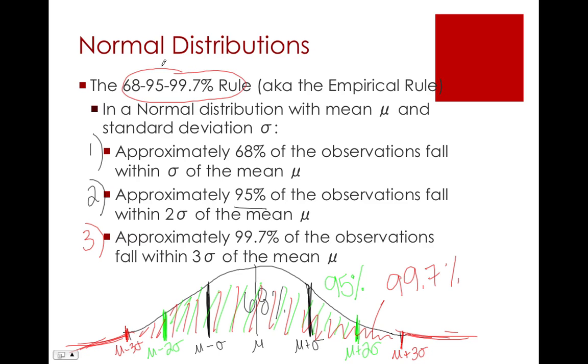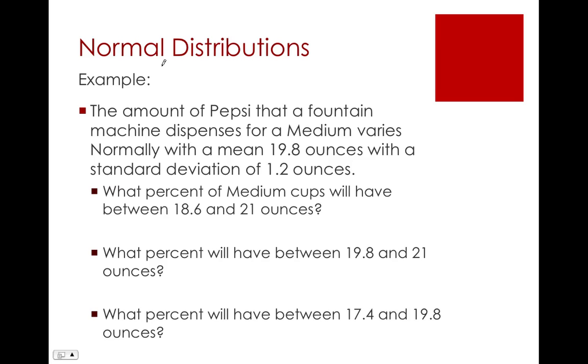And so I want to show you some examples of that. First of all, the amount of Pepsi that a fountain machine dispenses for a medium varies normally with a mean of 19.8 ounces and a standard deviation of 1.2 ounces. And I have 3 questions.